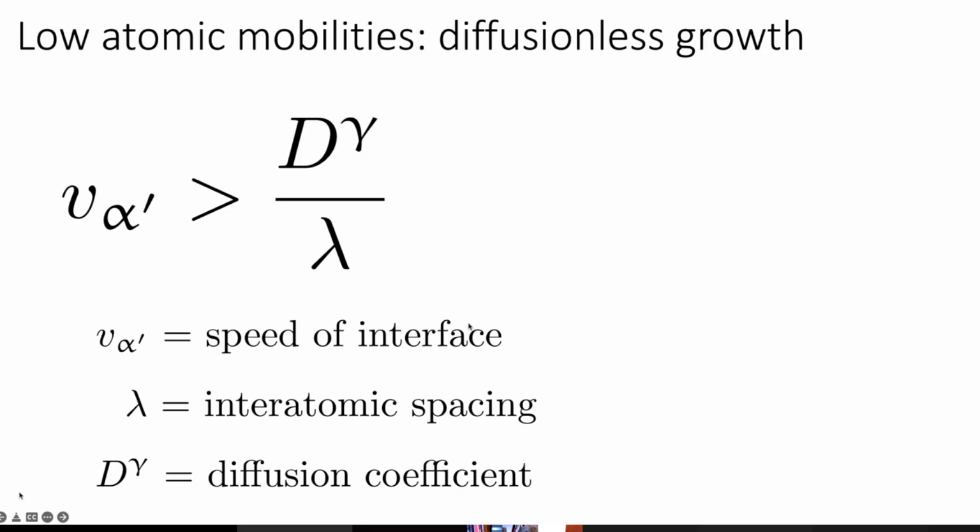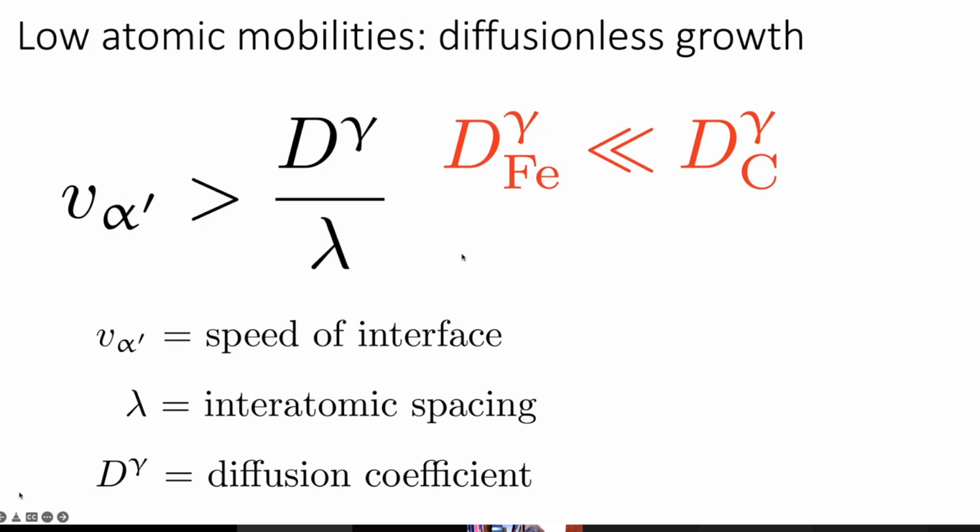But the interesting thing here is, what is this diffusion coefficient? Well, if we are just looking at an iron-carbon system, then this is the diffusion coefficient of carbon in austenite, and this is the diffusion coefficient of iron in austenite. And obviously, this is many orders of magnitude smaller than that of carbon, because carbon sits in interstitial sites and can diffuse much more easily than the iron atoms. So in this equation, we have to use the diffusion coefficient of iron, because that is the rate limiting factor.